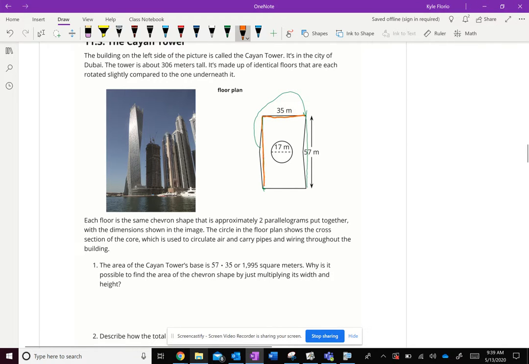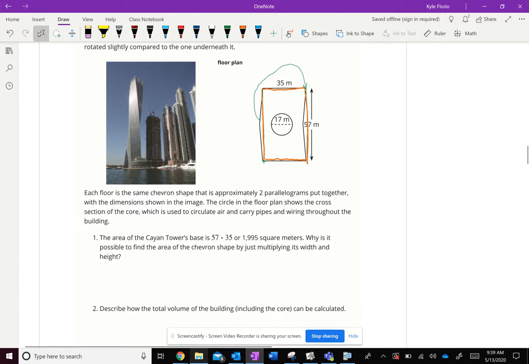rectangle. And if I can find the area of the rectangle, it would be the same as finding the area of the chevron. And the base is 35, and the height is 57. So I can just do 35 times 57 and get that answer. So why is it possible to find the area of the chevron shape by multiplying the base and the height? I guess exactly what I did.